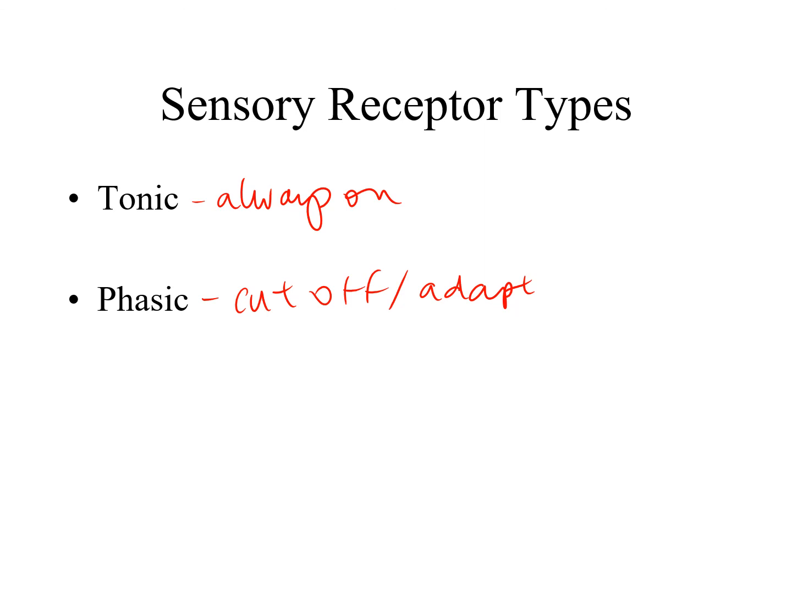Basically, the neurons hyperpolarize so that there is no need for the same impulse to be sent to the brain. So some neurons are considered phasic, while others are considered tonic. Pain receptors are tonic, meaning they're always on. And other kinds of receptors, such as, say, an olfactory receptor, may be phasic in nature.